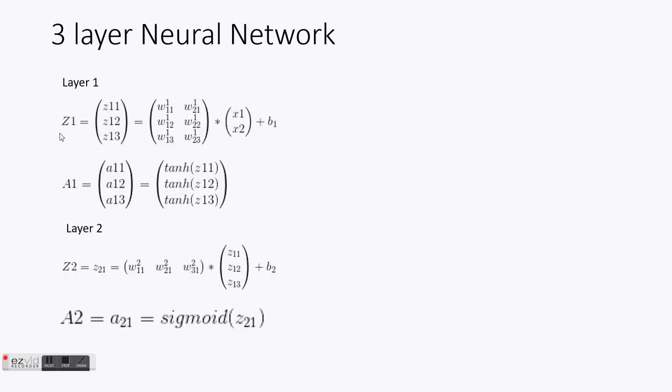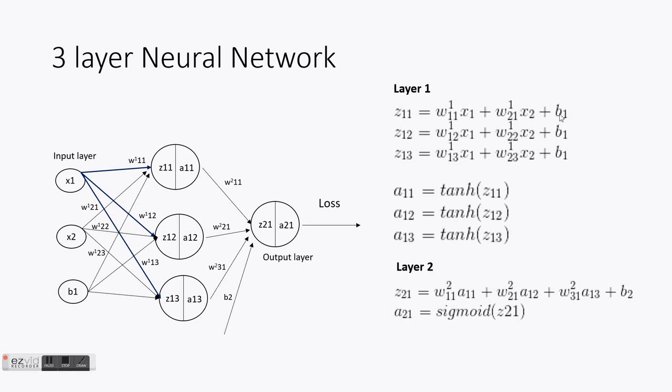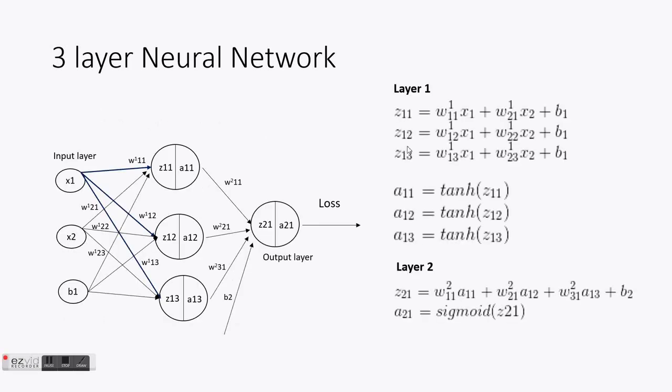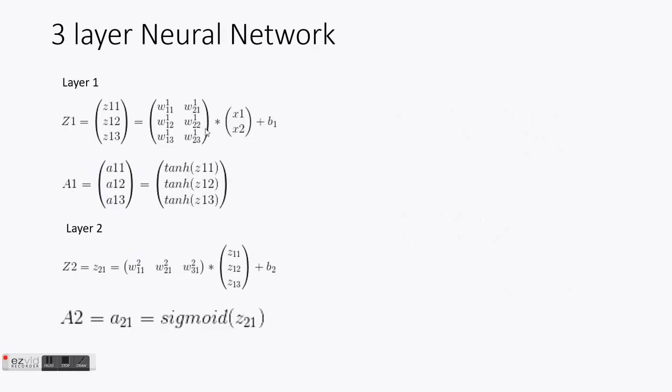Now we can rewrite this in matrix form, where capital Z1 is equal to this vector Z11, Z12, Z13 here, and we can rewrite the right hand side in matrix form as W11 superscript 1, W21 superscript 1, W12 superscript 1, W22 superscript 1, and W13 superscript 1, W23 superscript 1 into X1 and X2 plus B1. Basically this is just a matrix, so Z1 will be equal to the multiplication of this into this plus B1. So it will be reduced to the same value, W11 superscript 1 X1 plus W21 superscript 1 into X2 plus B1. So once you multiply and reduce this, it will be the same thing.